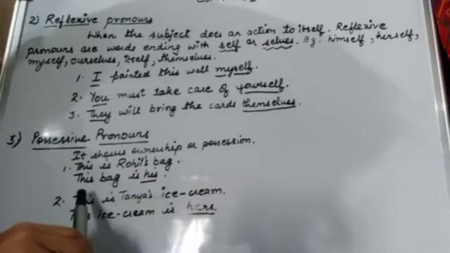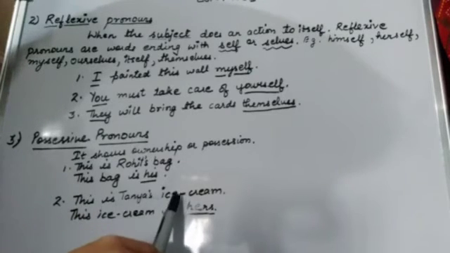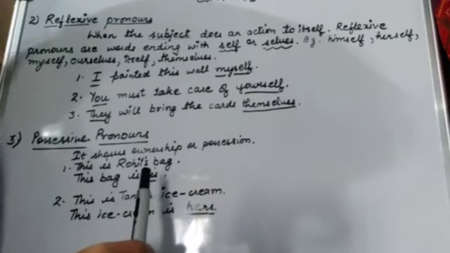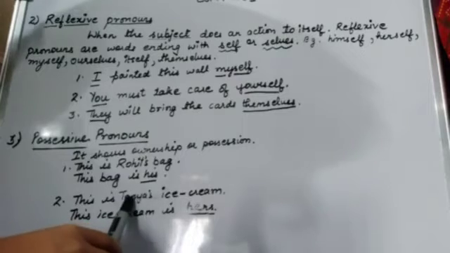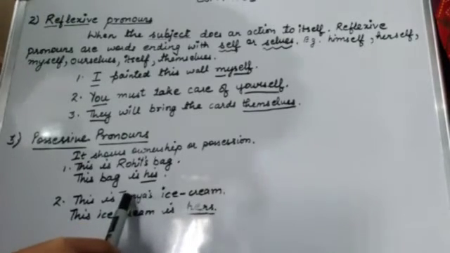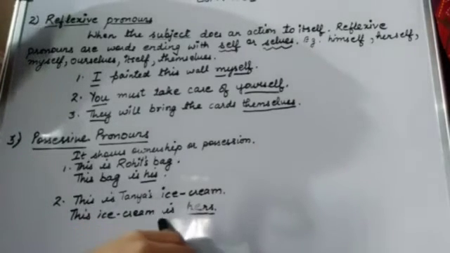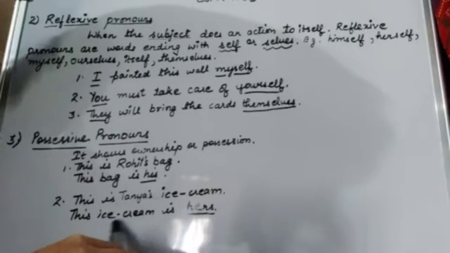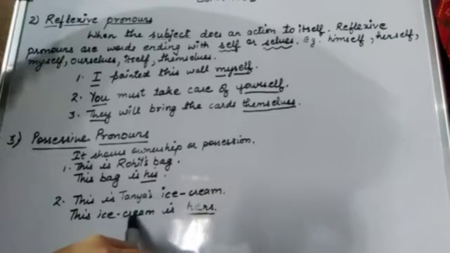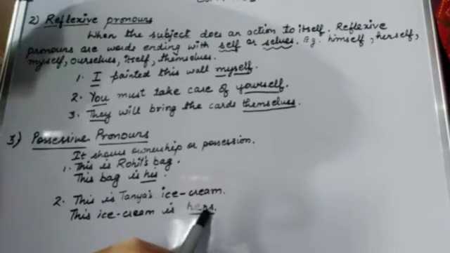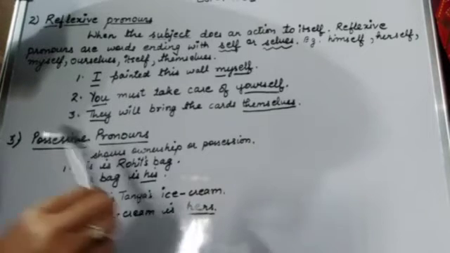Okay. Now next. This is Tanya's ice cream. Now you can see a girl's name over here. Whose ice cream? Tanya's. So it is showing possession. The ice cream belongs to Tanya. Now in the next sentence I have written this ice cream is hers. Now class, this ice cream belongs to who? Hers. And who is hers? Tanya. So this ice cream belongs to Tanya, but instead of Tanya I have written hers. This is a possessive pronoun. So the word hers shows that the ice cream belongs to Tanya.